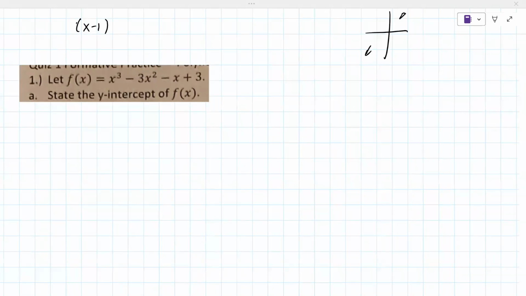Okay, y-intercept, y-intercept. Any idea how to find the y-intercept of this function? Would you plug in 0? You do. You put exactly that. You put 0 in for x, which means you're finding f of 0.